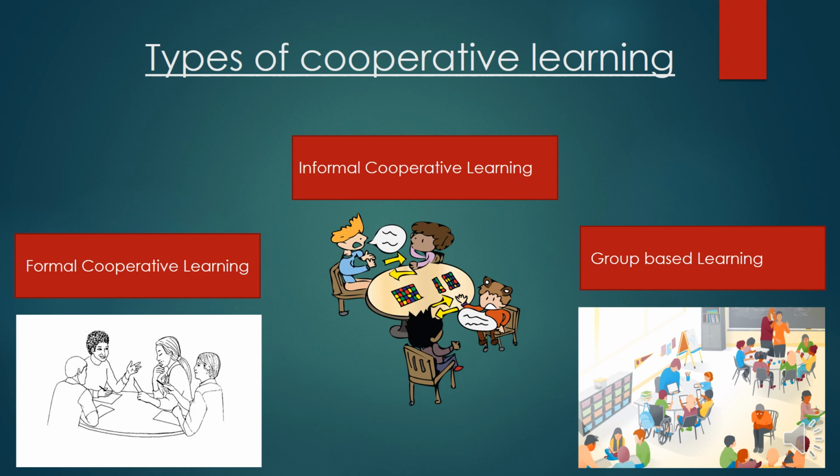The second is informal cooperative learning, in which the teacher forms a temporary group of 2 to 3 members of students in which they complete the task. And then comes the group based learning. In these, the groups are formed for longer terms in which they support each other, cooperate with each other, and motivate each other to complete any given task.